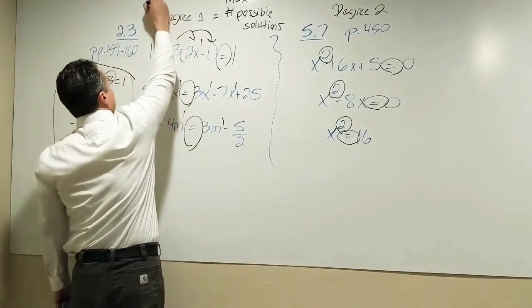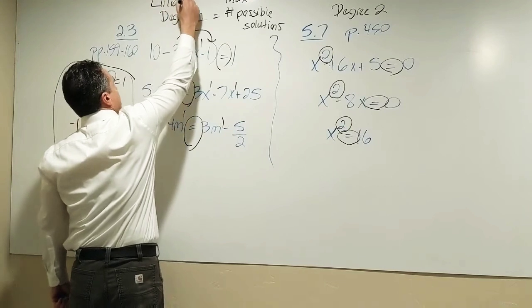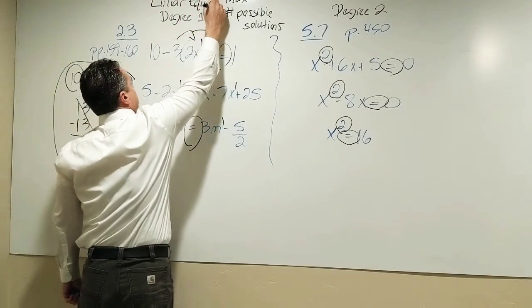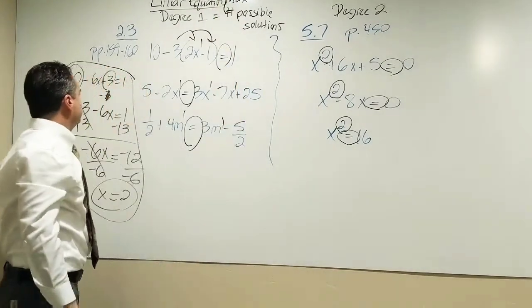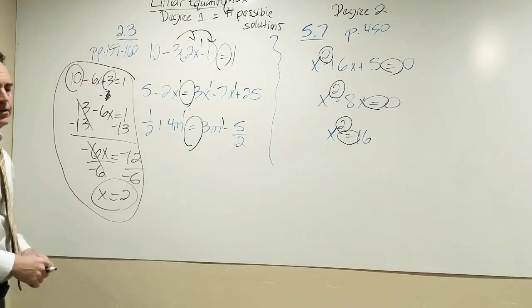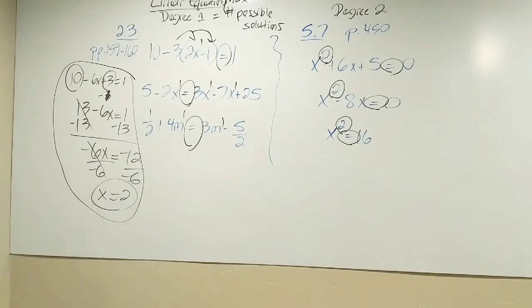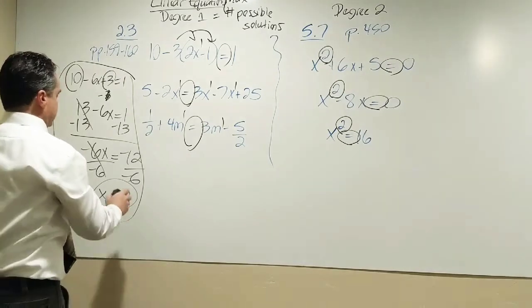Degree 1 equations are also called linear equations. And the reason they're called linear equations is because we have learned that we can graph these, okay?